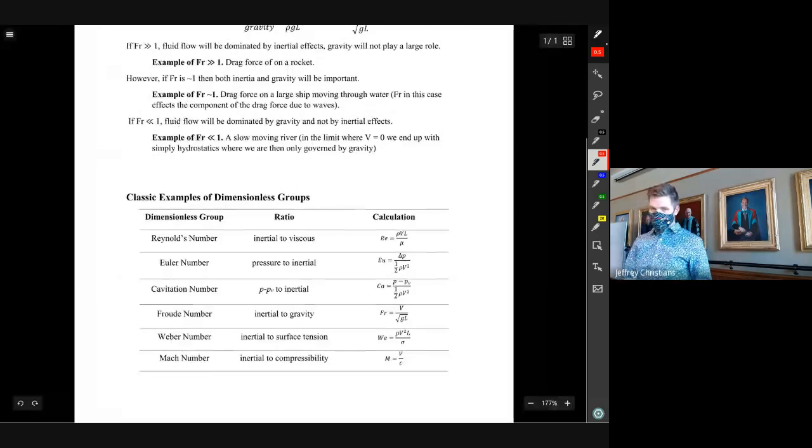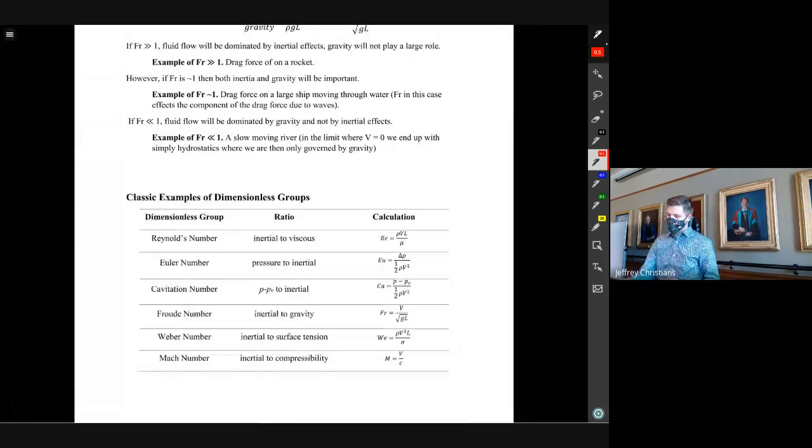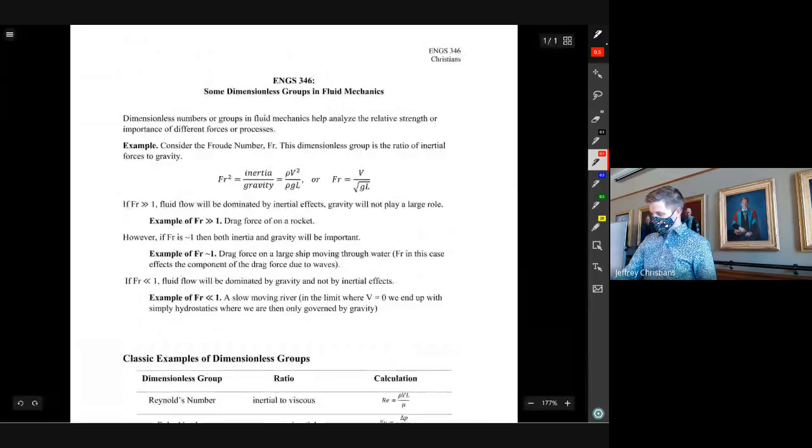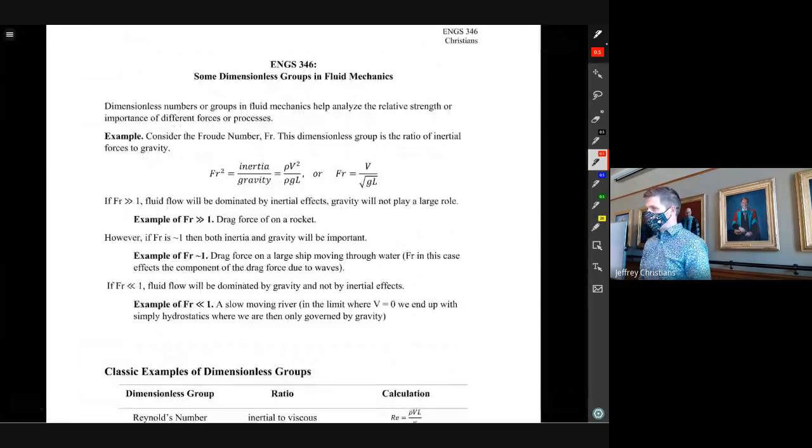You should have in front of you, for those who are virtual, this is online, just a short handout on dimensionless groups. These dimensionless groups are, again, probably the easiest possible way to get a conceptual handle on what's important in a system.